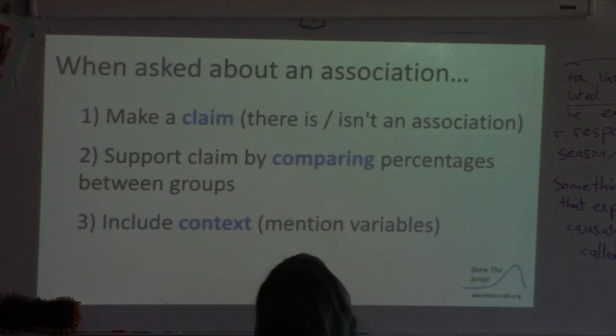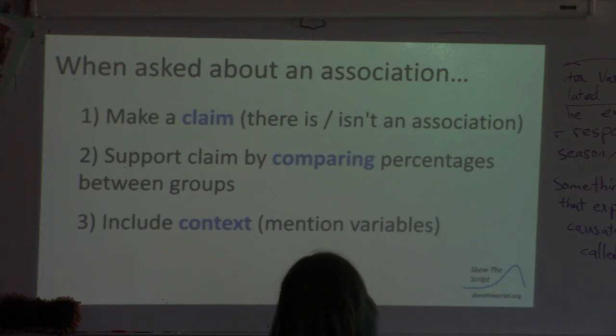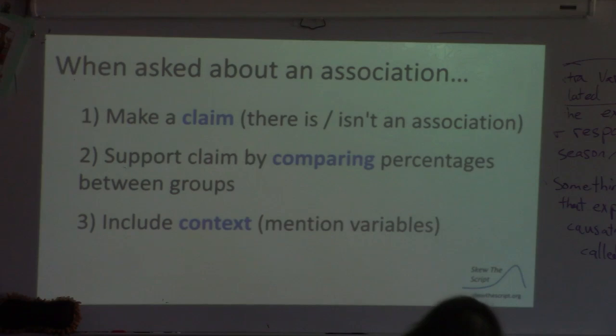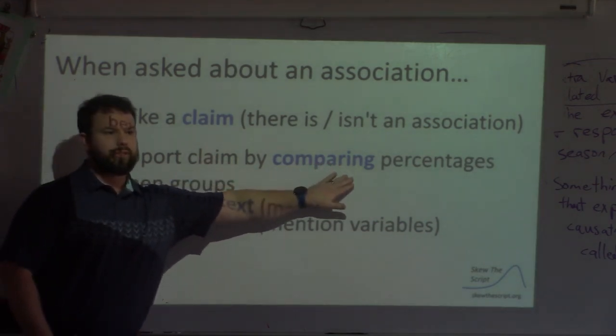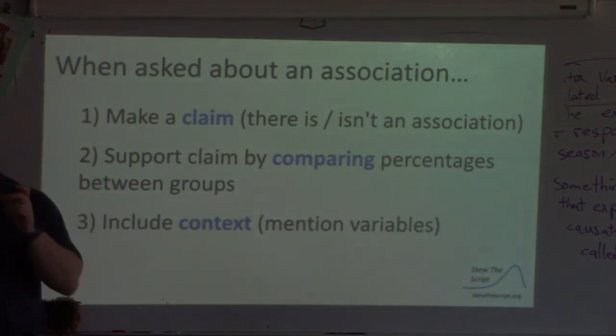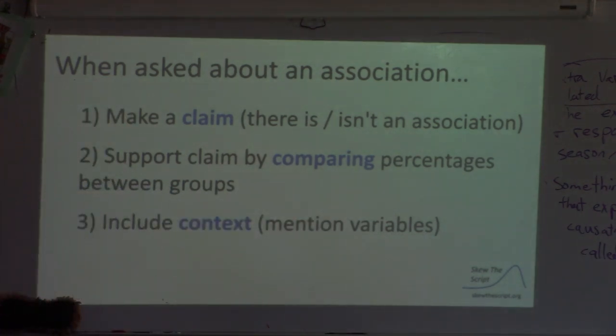Yes. Alright, I do want you to make a quick note of this, because I think this from Ms. Youngshaver is a really good way to say it. If you are asked about an association on the AP exam, or just in general in real life, you need to make a claim first. There is or is not an association. After that, you need to support your claim by comparing the percentages. Actually compare the percentages between the groups.